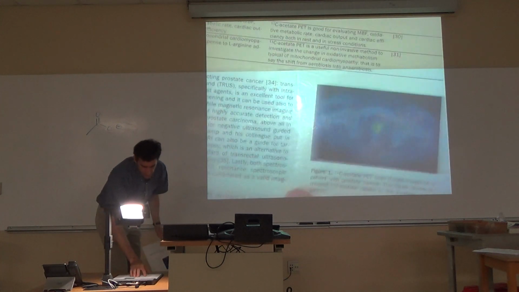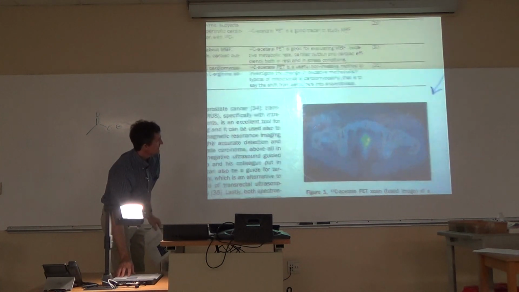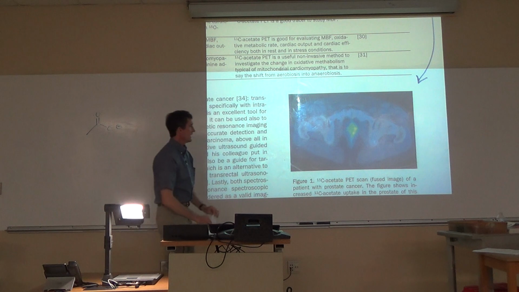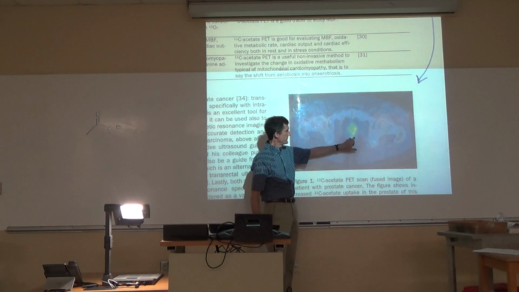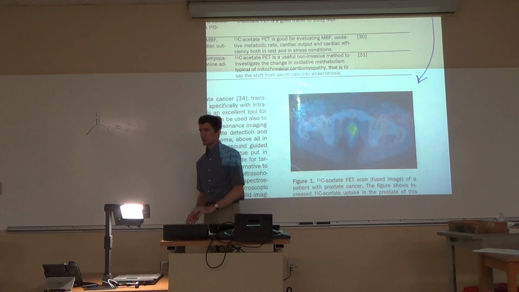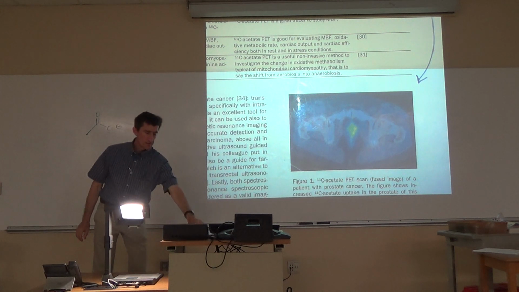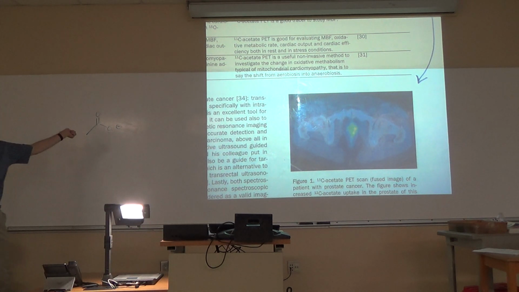Here's another example of using carbon-11 for PET imaging. This is a prostate, showing prostate cancer. That uses this compound here. But what's the name of this compound? You know from Gen Chem.